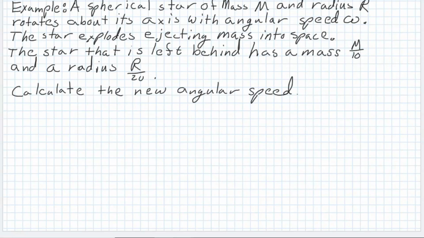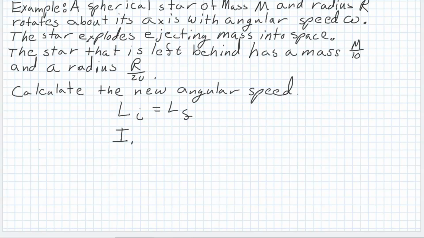So let's apply this to another example that has some numbers put to it. In this example, a spherical star of mass m and radius r rotates about its axis with angular speed omega. The star explodes, ejecting mass into space. The star that is left behind has a mass of 1/10 the original mass and a radius 1/20th of the original radius. So we need to calculate the new angular speed.